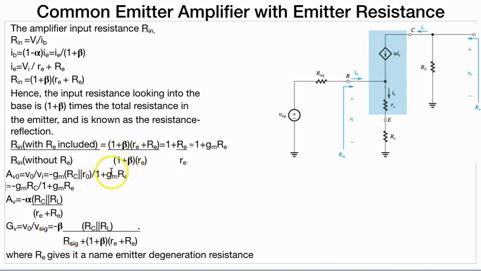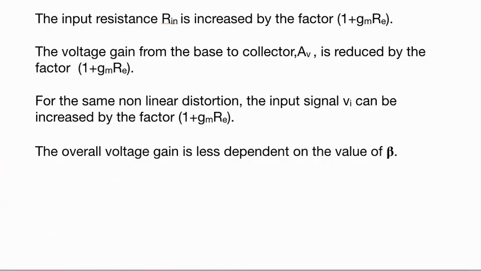As this Re is degrading the whole gain, that's why it is called emitter degeneration resistance. The input resistance is increased by this factor 1 plus gm into Re. The voltage gain is reduced by this factor 1 plus gm into Re. The overall voltage gain is less dependent on the value of beta. And that's a good point, because beta is a quantity which changes with temperature.